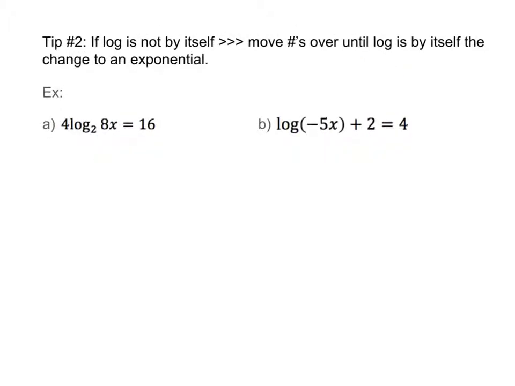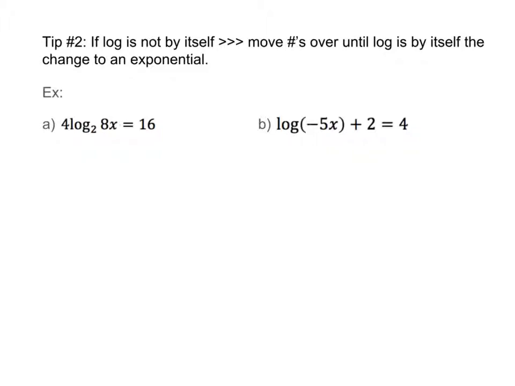Okay, so tip number 2 is very similar to tip number 1, only it's basically you're in that situation where the log is not by itself. So check out these logs here. There's some extra pieces sticking to the side of the log. So that means that you need to move the numbers over that's not encapsulated in the logs until the log is finally by itself. Because once the log is by itself, well, then we're back to tip number 1. You have to change the log into an exponential. So let's take a look at the first one here.